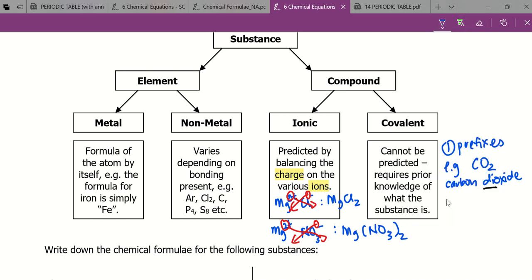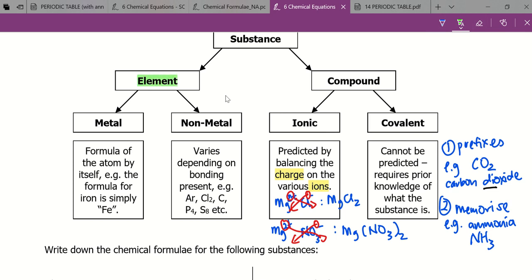The second way is that you have to memorize, because you cannot determine the chemical formula from the name of the chemical. So an example is ammonia, and the formula is NH3. So there is no way I will know that there is a nitrogen and 3 hydrogen inside a molecule of ammonia from the chemical name itself. So for covalent, sometimes it is a little bit more difficult. So let us move on now to elements.